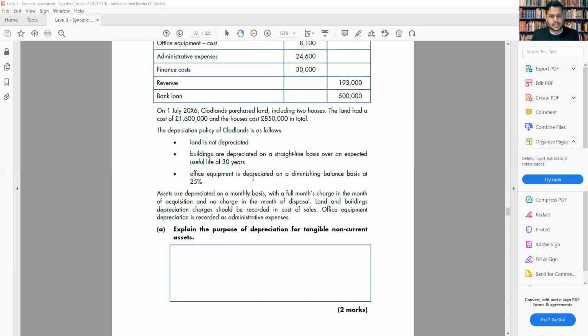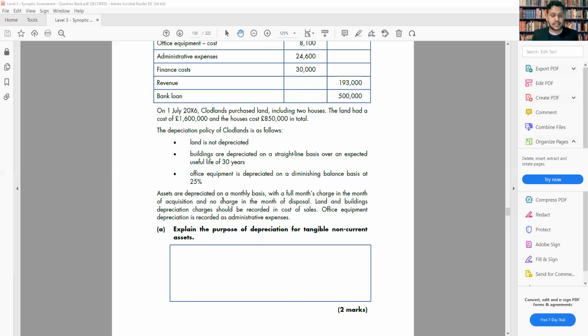Office equipment is depreciated on a diminishing balance basis at 25%. So you know how to do it. First you do the depreciation, you minus the accumulated depreciation from the carrying value or the book value, then you do the depreciation. This is called diminishing value. In straight line, the depreciation remains the same every year. On the other hand, in the diminishing method, the depreciation keeps changing, reducing every year.